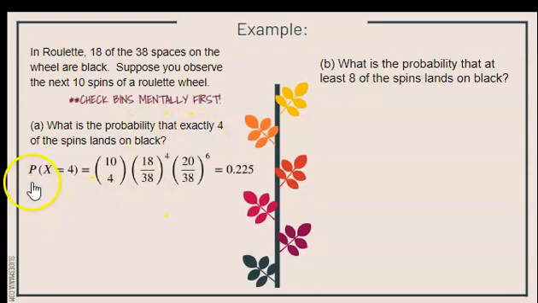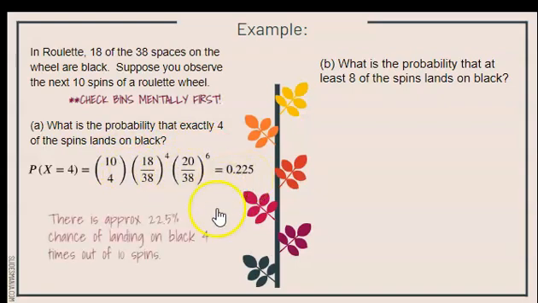So here's my formula. If x equals 4, I want 4 successes. Though I have 10 spins, I choose 4, so this is my binomial coefficient. Probability of a success is 18 out of 38. I want 4 of them. Probability of failure is the complement. So 38 out of 38 minus 18 out of 38 gives me 20 out of 38. And then to get this power up here, I take that 10, subtract the 4, and I get 6. So I do all this business in my calculator, and I get this probability. And then I have to interpret that. I'd say there is approximately a 22.5% chance of landing on black 4 times out of 10 spins.